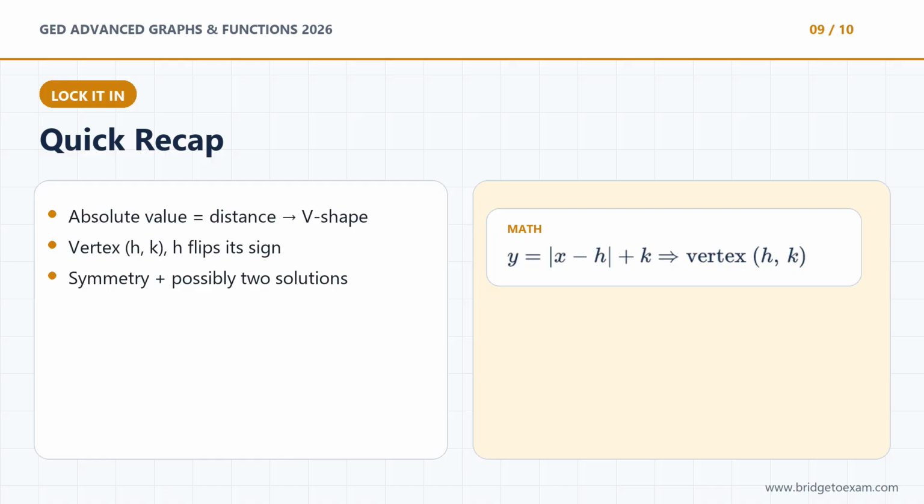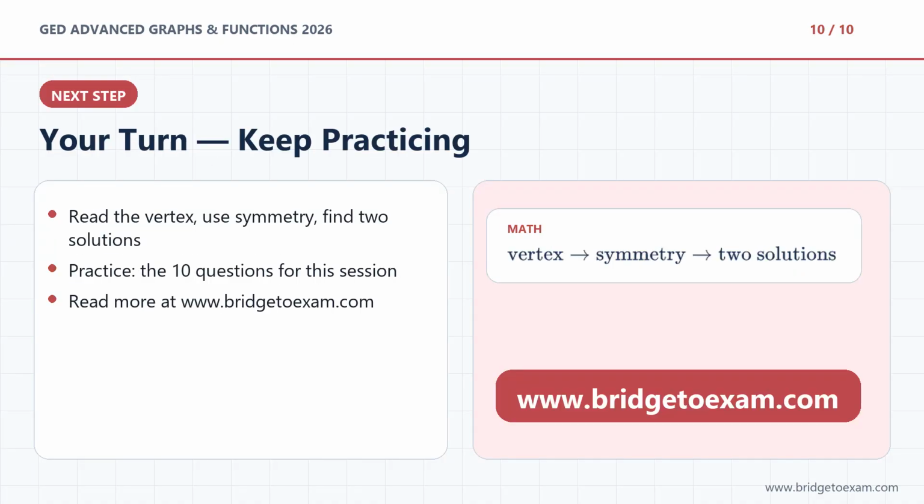Let's lock it in. Absolute value measures distance, so the graph is a V that never goes below its vertex. In y equals the absolute value of x minus h, plus k, the vertex is h comma k, with h's sign flipped. Use the V's symmetry to plot, and remember that equations can have two solutions. The V shape, mastered. Wonderful work today. You can now find the vertex, graph the V, and solve absolute value equations.